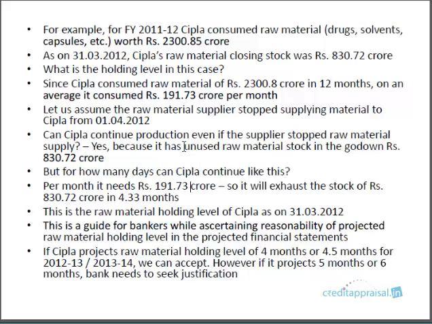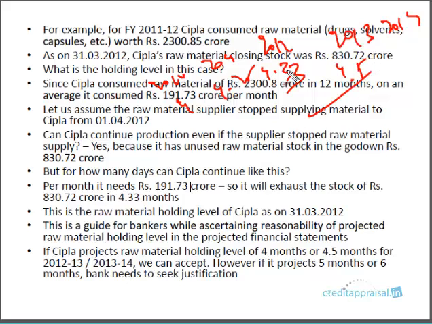Okay, so now if Cipla comes for working capital enhancement, right? This is 2012 figure, 4.33 months. Assume 2011 also around 4.25, around the same. Now if they come for enhancement, if Cipla projects 4.5, okay, bankers will accept this is reasonable. But if Cipla projects 5, 6, then bankers are going to question why you are projecting a higher limit. So this is what the bankers do.